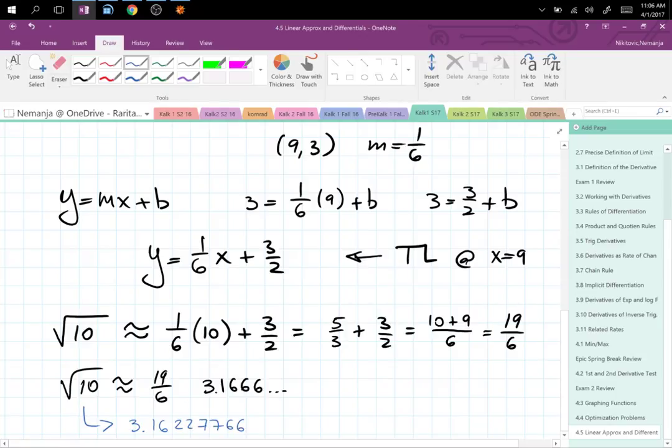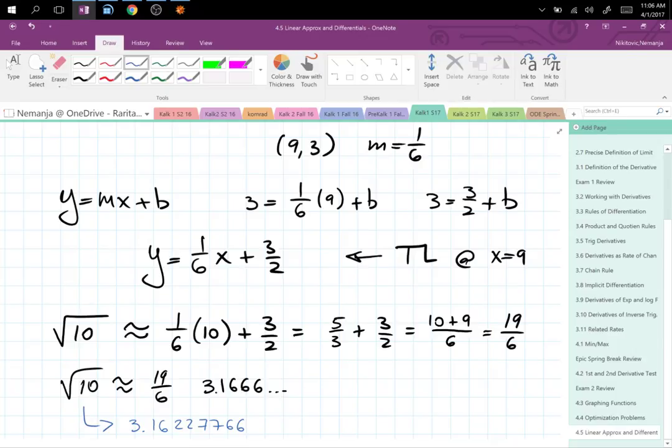3.16227766. That's all the decimals my calculator displayed for the square root of 10. And we calculated by hand, without doing any work with the calculator, to get 3.16666. That's pretty good, right? If you round, you are 1 cent off. No one cares, right?